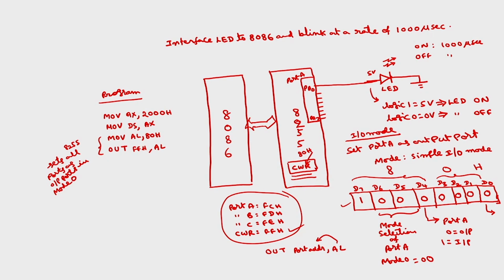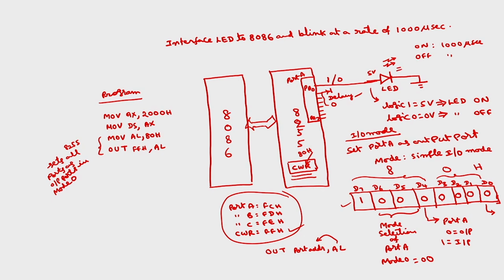Now, what you have to do? Now, you have to send a logic 1 on this, so that the LED will glow. Then you call a delay, then again you send logic 0 here. Send a logic 1, call delay, then send logic 0, then you repeat the loop. Again you send the logic 1, delay, logic 0. So, continuously this LED will blink at a rate which is set by the delay program.